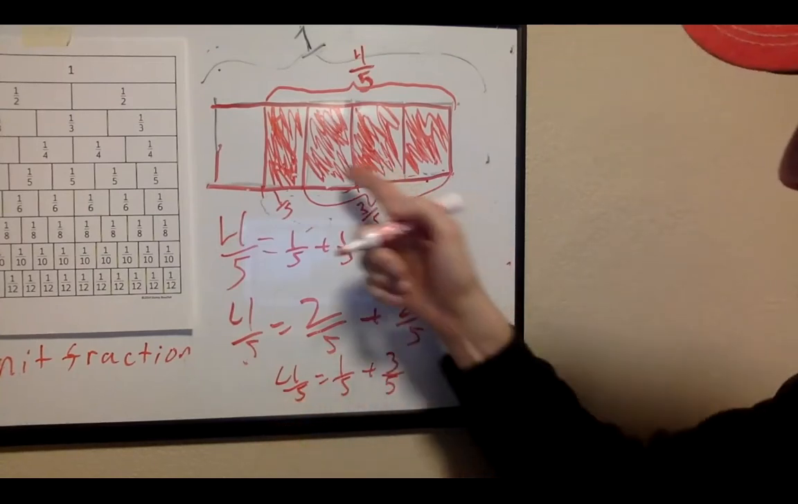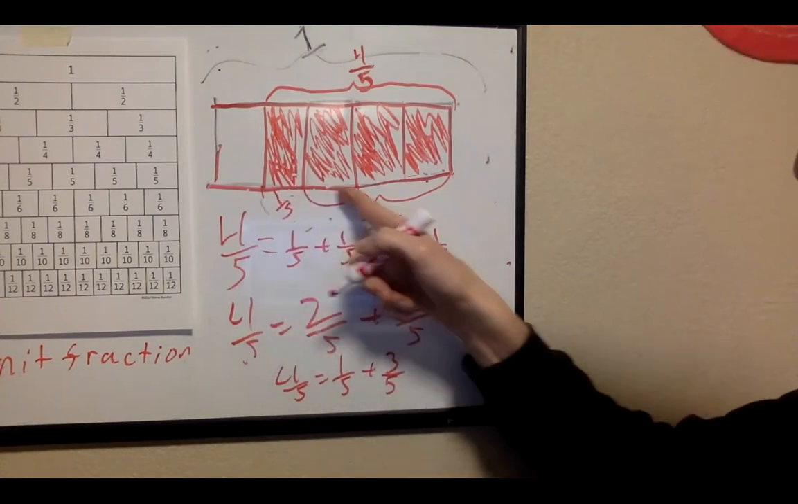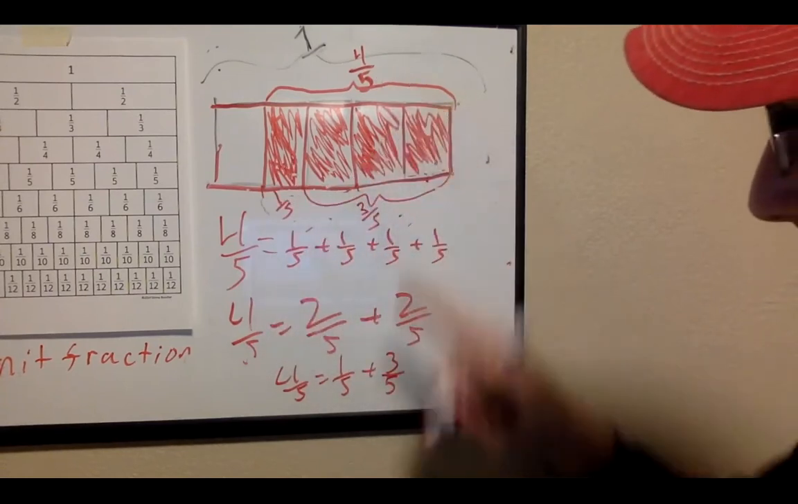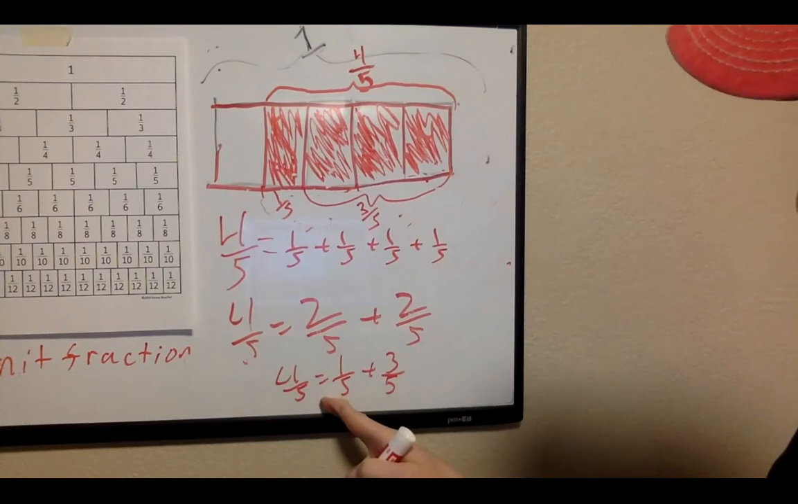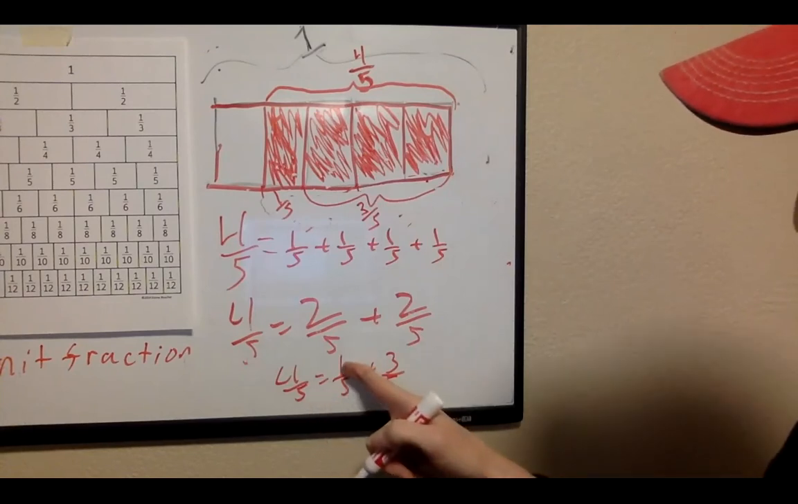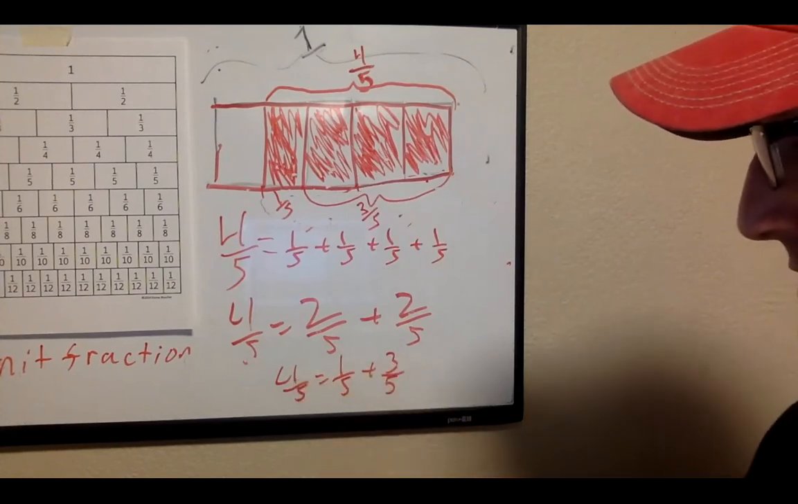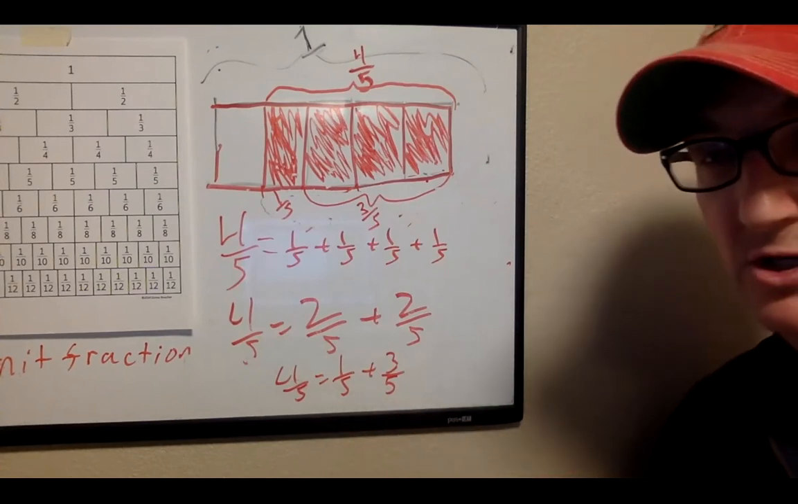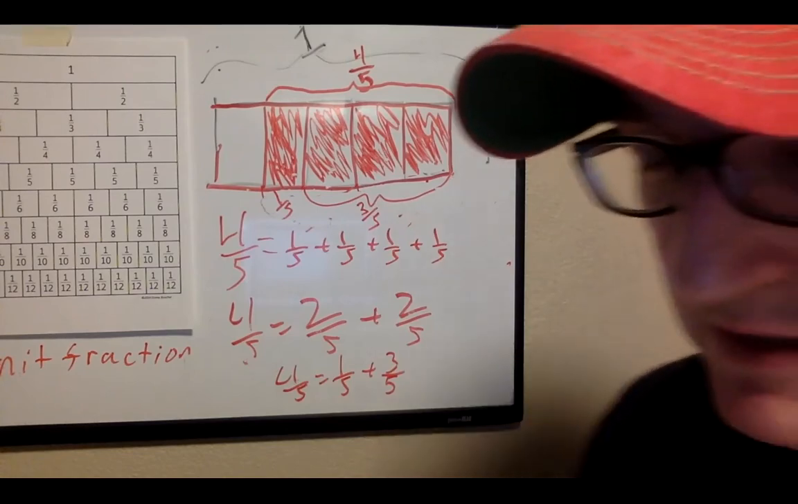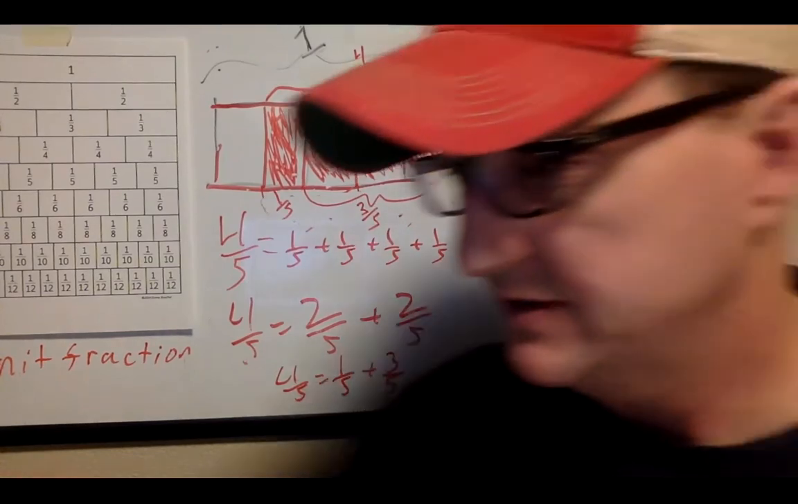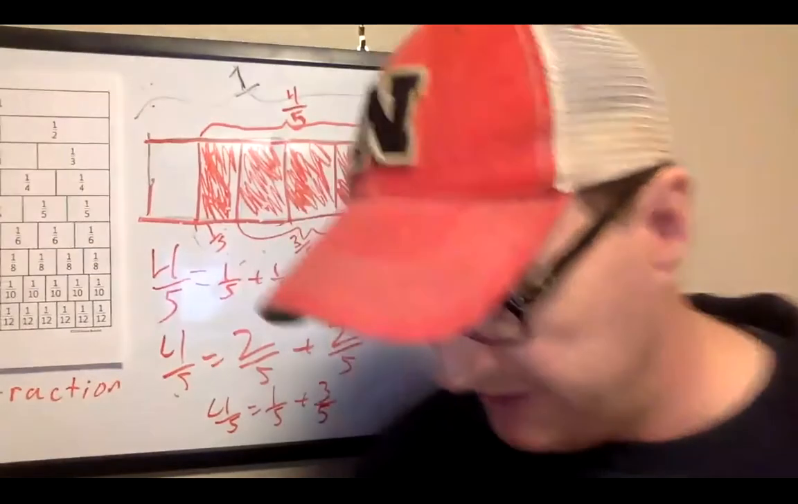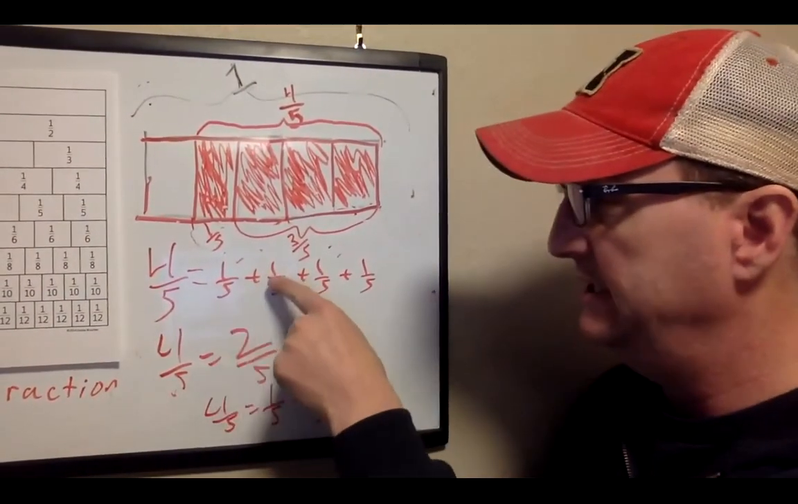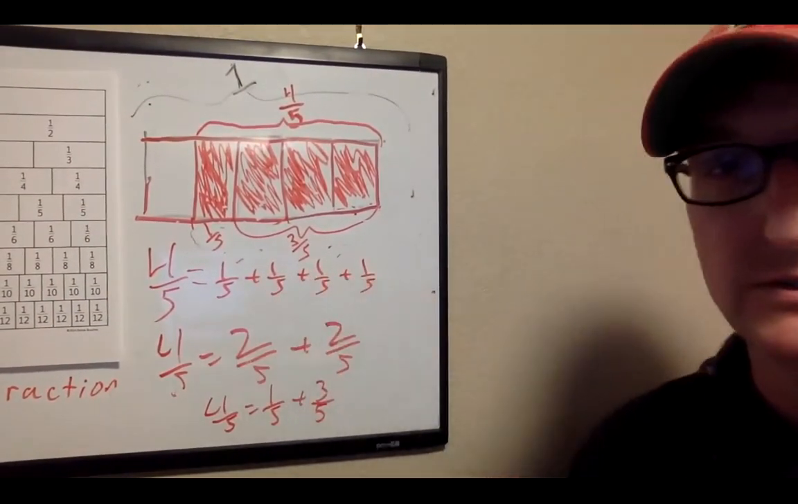And again, you can see it in the picture. Here's 1 fifth, here's 3 fifths. Together it makes 4 fifths. And also 1 plus 3 equals 4. And the denominator stays the same, right? So that is called decomposing fractions, all right? And the first thing we're always going to do is decompose it into unit fractions, okay?